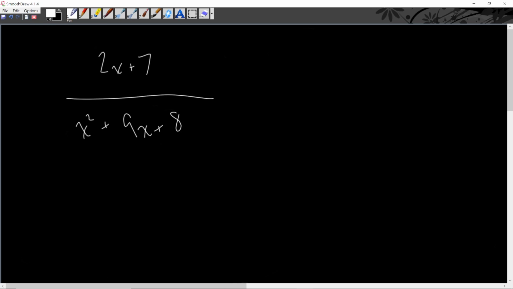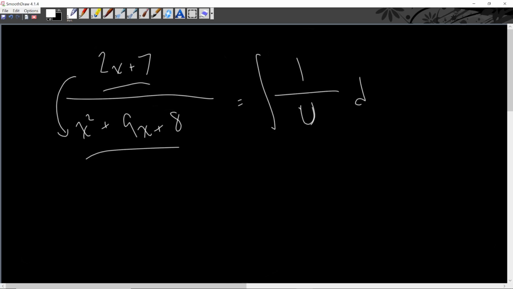How are we going to simplify this? We really can't. 2x plus 7 doesn't have anything in common with these factors, so we can't get into a 1 over something, let's call it u, situation where we can actually integrate with respect to u and then get a nice and simple ln u. That's not going to work. What we're going to need to do is have a decomposition of these terms.